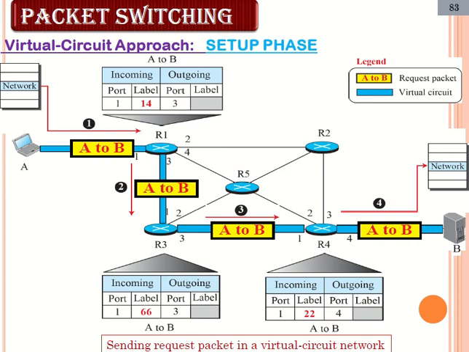So router 4 receives the request packet. Once again it enters these three columns, that is incoming port and label and outgoing port, and all this data has been entered. Then it is going to transfer to the destination.